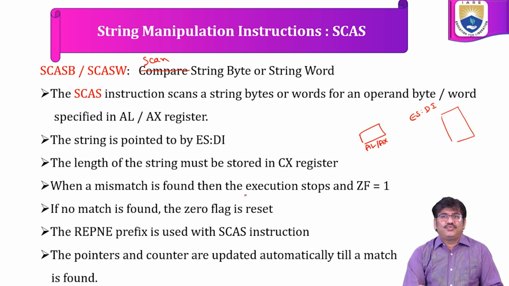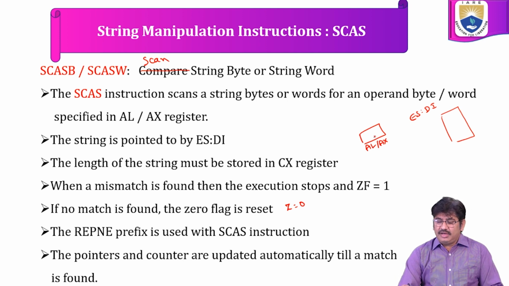When a match is found, then the execution stops and the Z flag is equal to 1. If no match is found, the zero flag is reset, that is, Z flag is equal to 0. The REPNE prefix is used with the SCAS instruction. The pointers and counters are updated automatically until a match is found as we are scanning for a string.